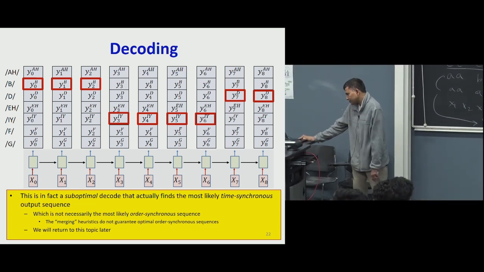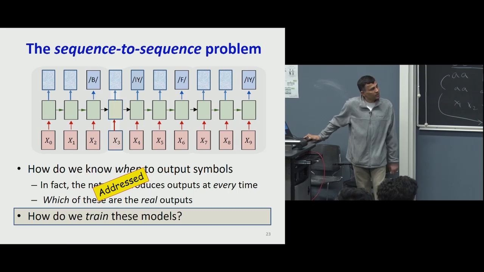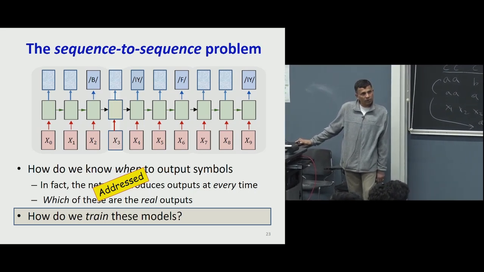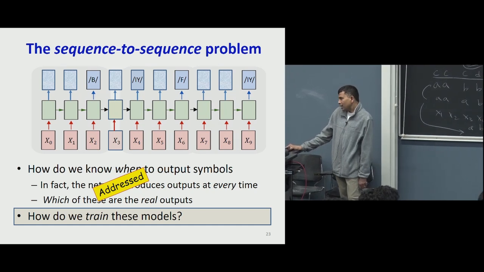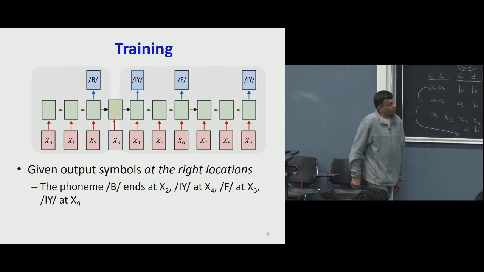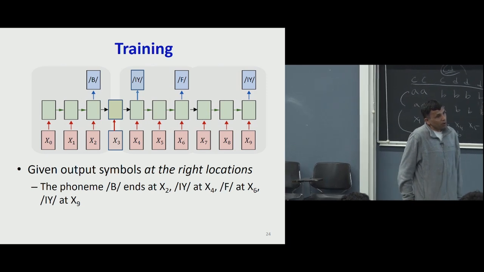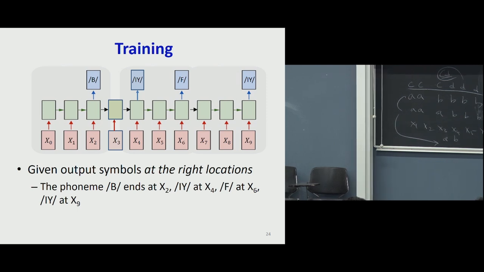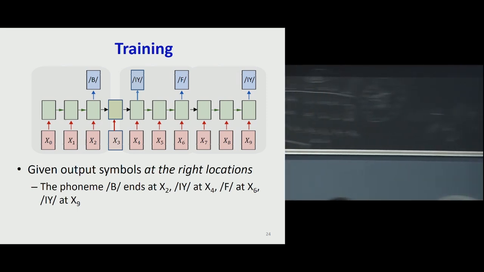But in any case, we've seen how we have some idea of how we can decode the output of this network, perform inference. The bigger issue that we'll spend a lot more time on is training. Now, how do you train this network? In your training data, you're going to be given sequences of inputs and sequences of outputs.